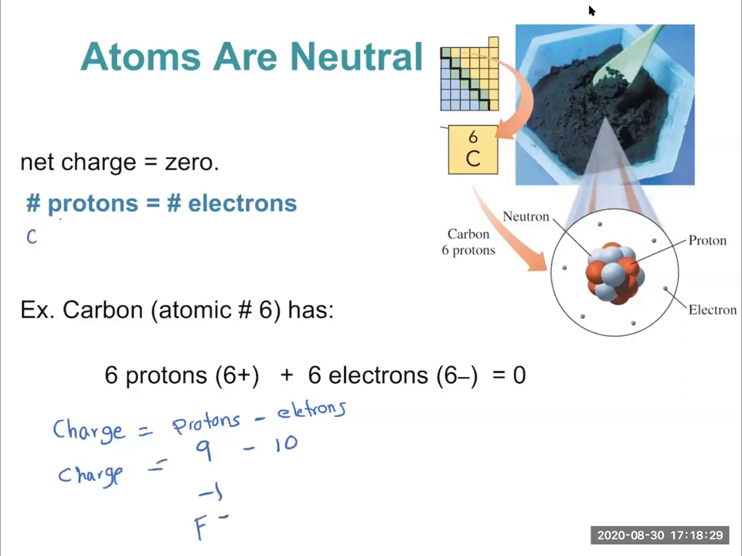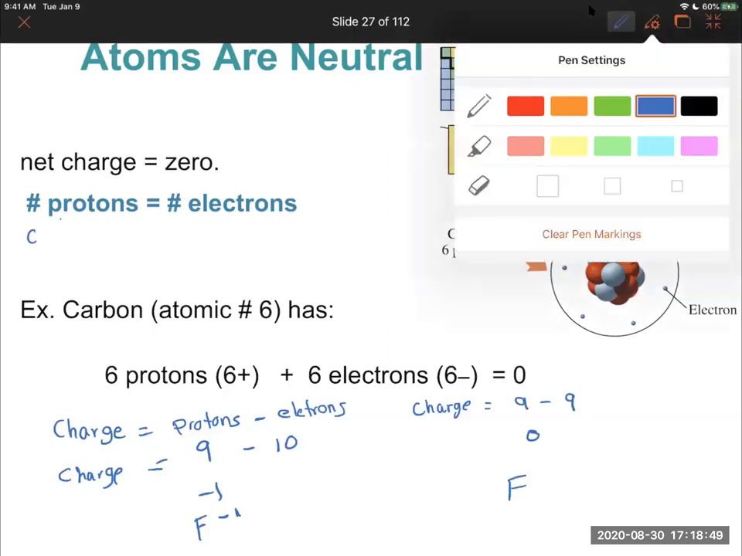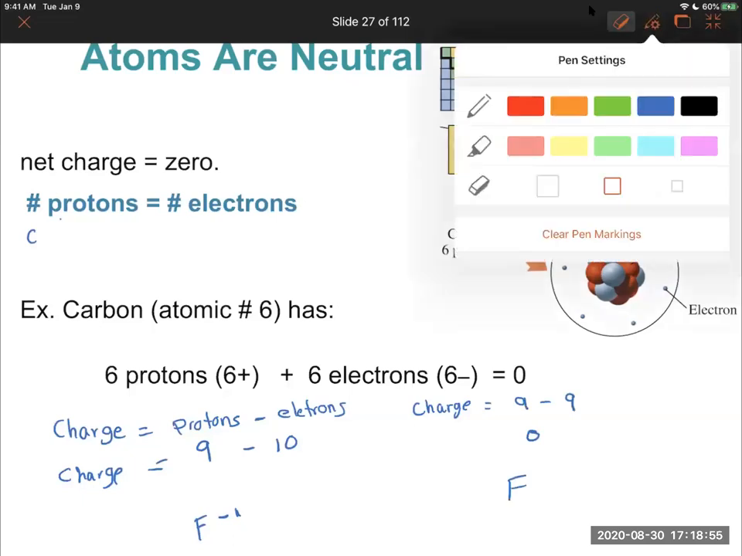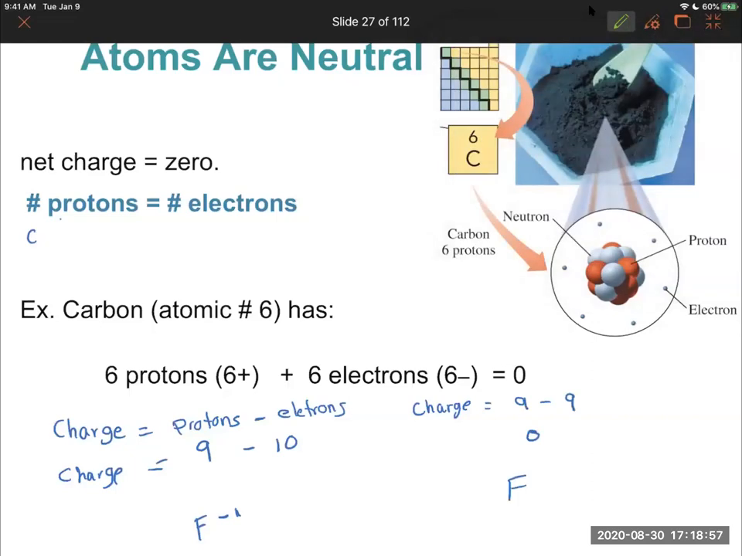But if I said that I have fluorine and this fluorine has 9 protons and it has 9 electrons, that means that in this case the answer is 0, and we just represent fluorine without a charge like that. So that is the difference. Notice one has a negative charge and one doesn't. So you always want to remember, in order to calculate the charge, you want to use this equation.